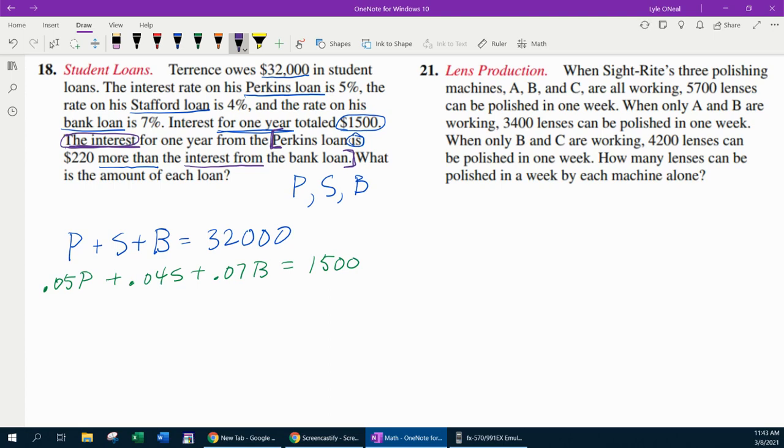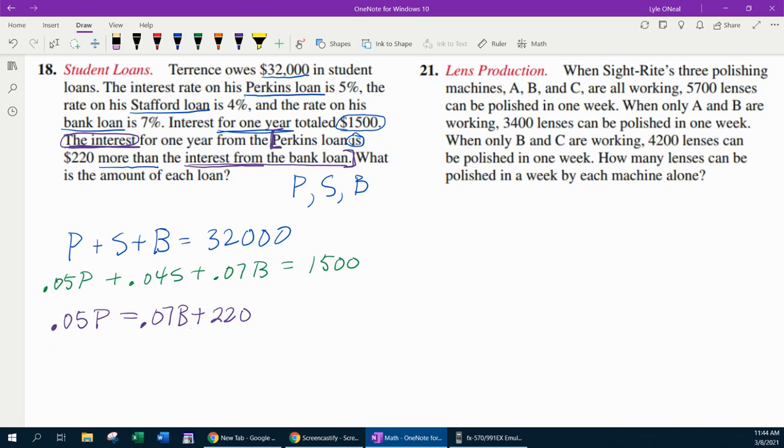So the interest from the Perkins loan is 0.05p. That in math is equals $220 more than, means we're going to add 220 to something. We're going to add 220 to the interest from the bank loan. And the bank interest was 0.07b. And so there's our third equation. There's the interest from the principal equals 220 more than the interest from the bank.